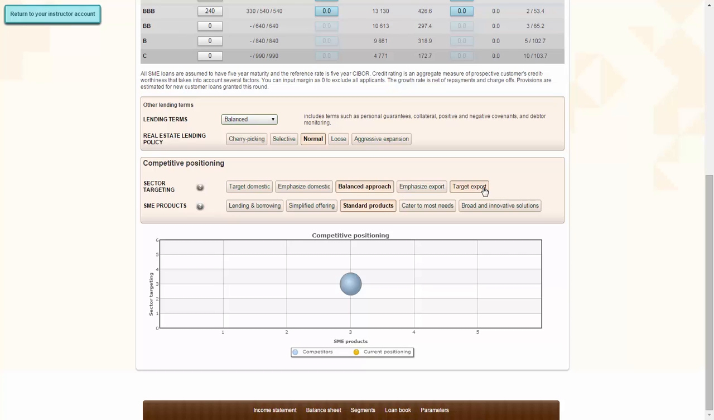Sometimes the domestic market is doing better, and sometimes the export market. So from the bank's point of view, the marketing department should be awake and follow this targeting according to the business cycles. Then we also have a decision about what kind of products we offer. There are 5 different options regarding the product or service offering that we have for the SMEs.